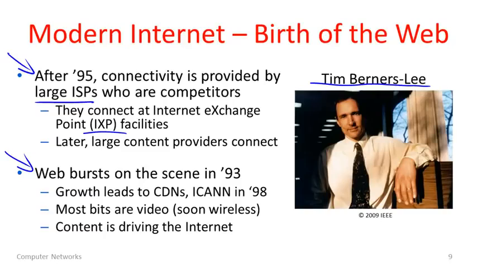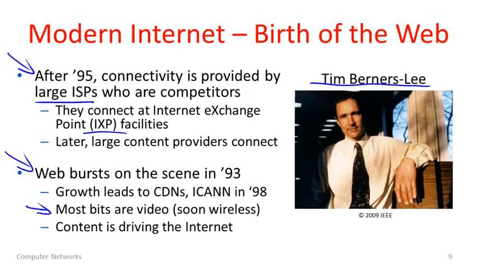The growth led to the formation of what are called content distribution networks to be able to efficiently distribute all of this content. Naming became much more of a concern, and this led to the establishment of the body called ICANN, the Internet Corporation for Assigned Names and Numbers, later on, around 98. The content has continued to evolve ever since.